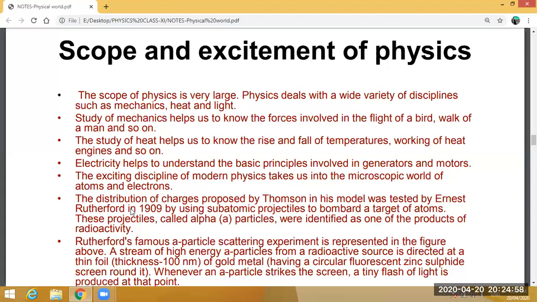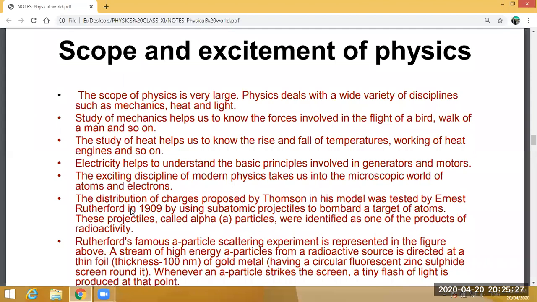Now, the distribution of charges proposed by Thomson in his model was tested by Ernest Rutherford in 1909 by using subatomic projectiles to bombard a target of atoms. These projectiles, called alpha particles, were identified as one of the products of radioactivity. So this is what I spoke.